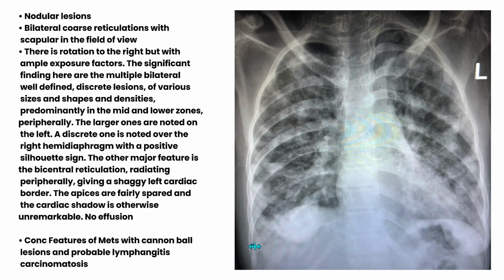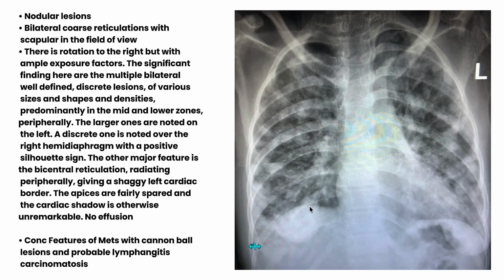The significant finding here again are the multiple bilateral well-defined discrete lesions of various sizes, shapes and densities, predominantly in the mid and lower zone peripherally. So these are the ones I'm talking about. If you look carefully there, these are the ones I'm talking about. And then you say a discrete one is noted over the right hemidiaphragm with a positive silhouette sign. That one over there.